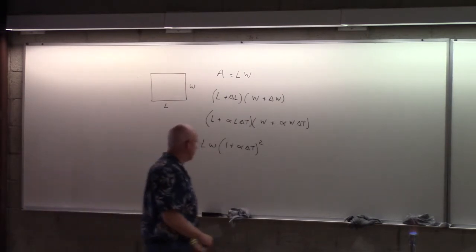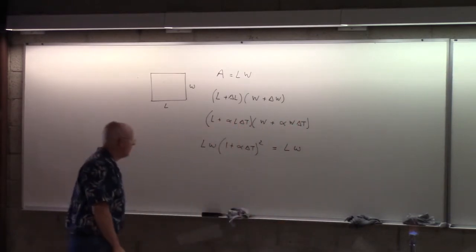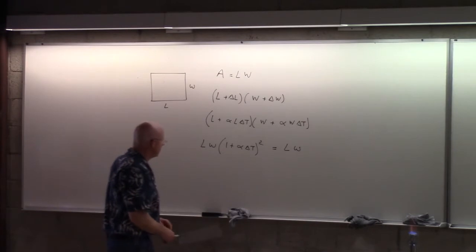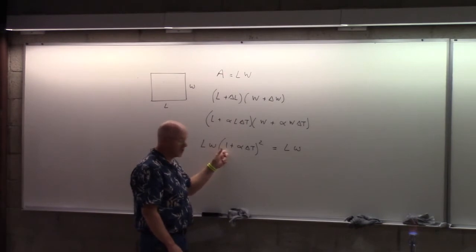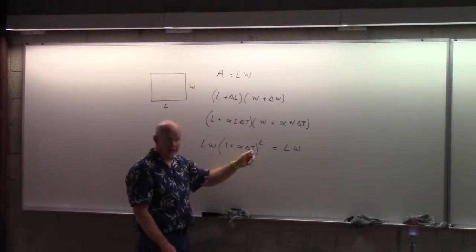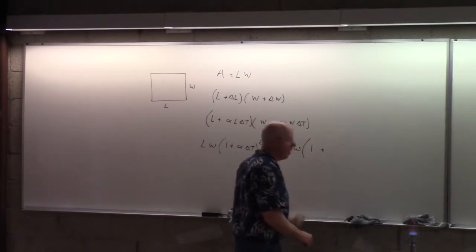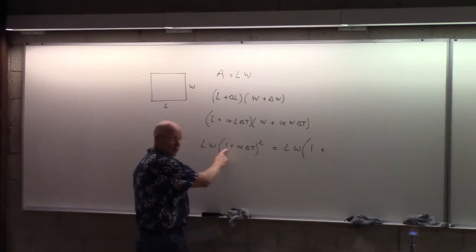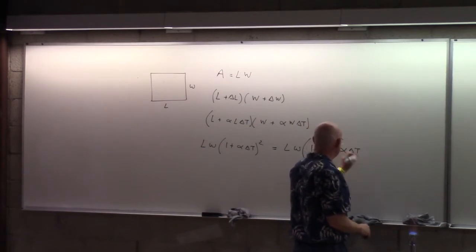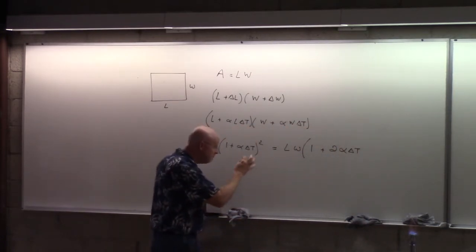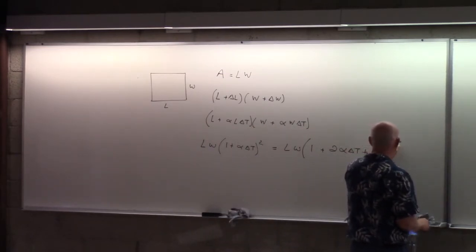Now, if you'll go ahead and let me use a little bit of mathematics from your algebra class, what is (a plus b) squared? Isn't it a squared plus 2ab plus b squared? Okay. So a squared would be 1, so 1 times 1. 2ab would be 2 alpha delta T. And b squared would be alpha squared delta T squared.